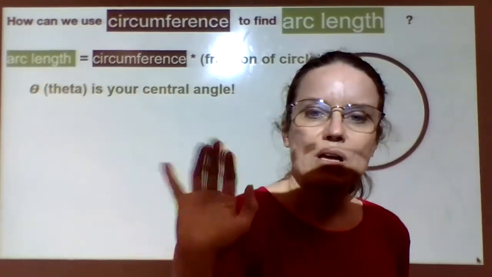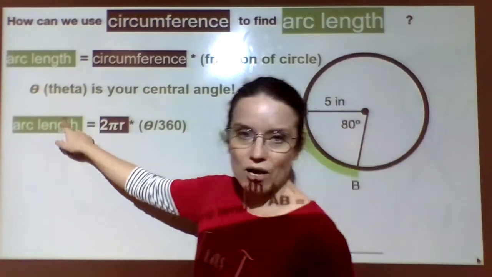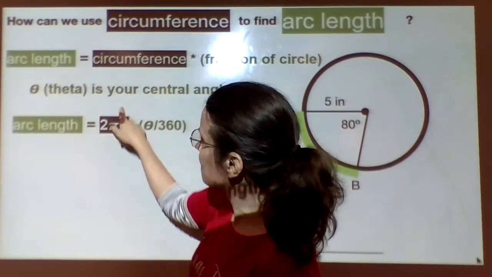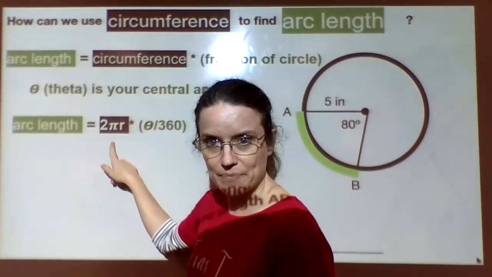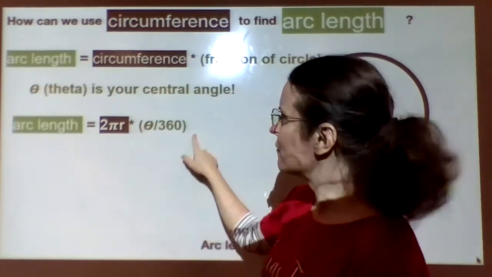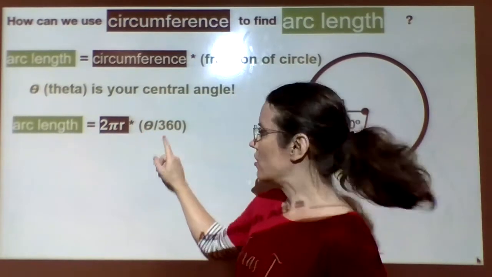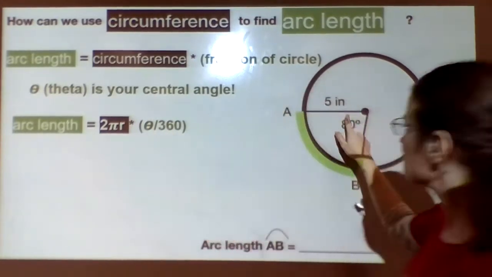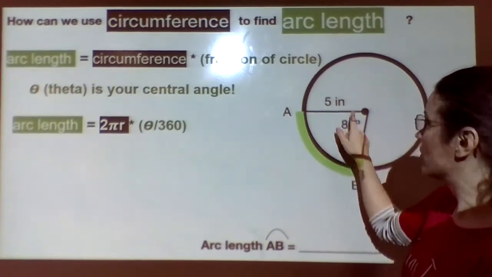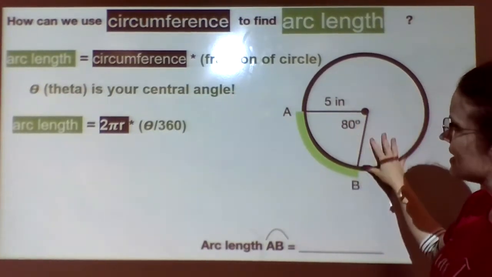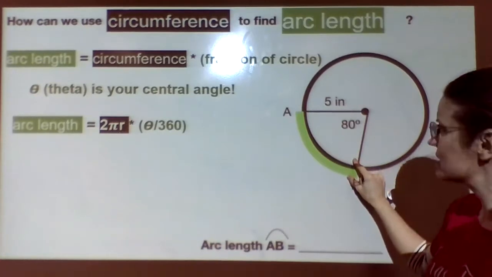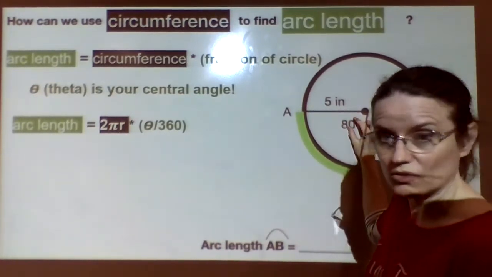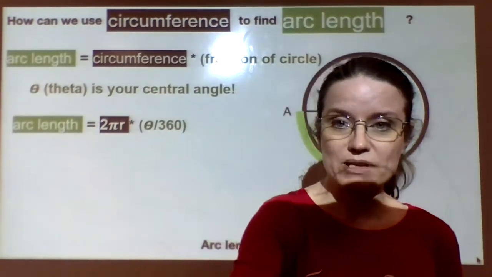Okay? And so my formula for my arc length, for however long this green arc is, I'm going to take my circumference, which is 2 pi r, and multiply it by whatever fraction of the circle I have. Now, a whole circle is 360 degrees, and theta is this little piece of the circle I have out of 360. So in this example, I have 80 out of the 360 degrees in the circle. That's what I'm going to use in my formula here.